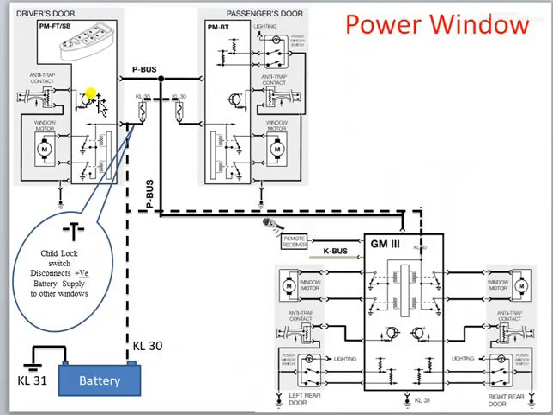Here the entire circuit of the power window is shown, but we are not discussing the entire circuit, only one part of it. This is the control panel of the driver side, this is the control panel of the co-driver side, this is the control panel for the left side rear passenger, and this is the right side rear passenger. KL31 is the negative wire and KL30 is nothing but the positive wire.